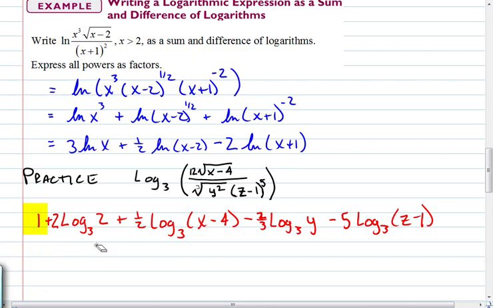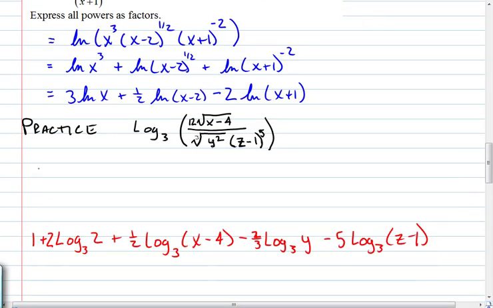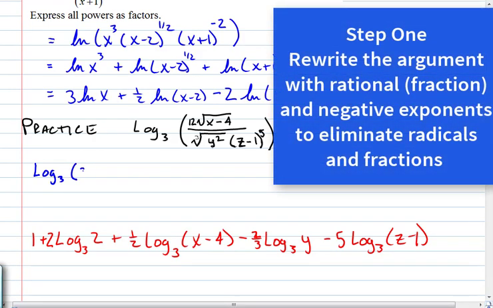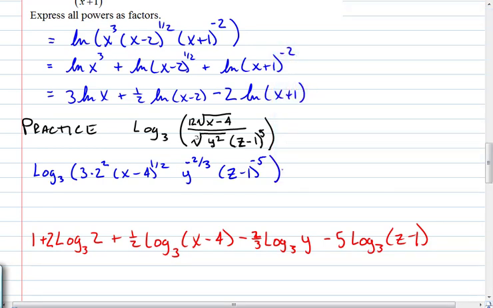Are there any terms up here you're curious about? This one, where did that come from? Good question. What we want to do is factor this thing. That's your first step, to rewrite the argument. 12 you can write as 3 times 2 squared, times x minus 4 to the 1/2 times y raised to the negative 2/3 times z minus 1 raised to the negative 5. The reason you want to factor this is we're simplifying.